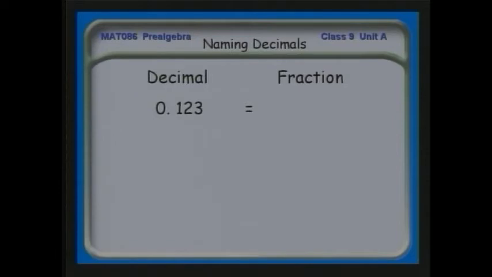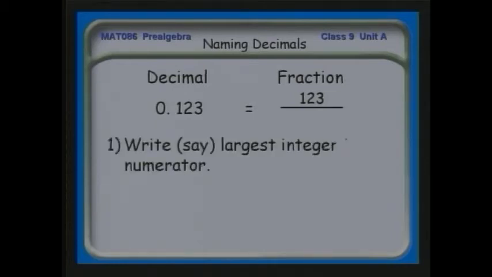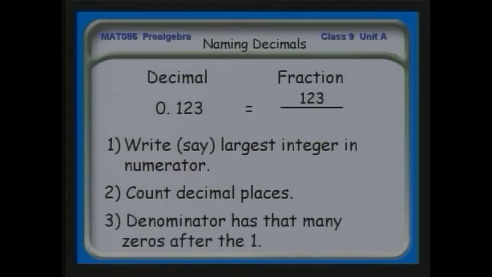Let's review this system for naming decimals. First, you look at whatever the largest number is in the decimal, and that goes on top of the fraction. Next, you count the number of decimal places. For example, here, I see that I have 3 decimal places. I put a 1, and then I write the number of zeros equal to the number of decimal places. So the fraction 123 1,000ths is equivalent to the decimal 0.123.